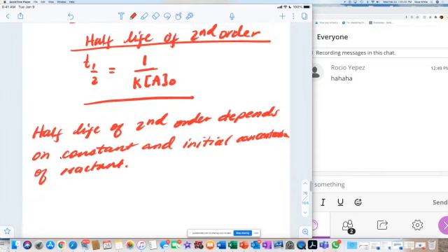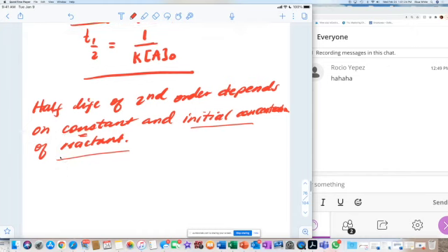They'll rarely ask you about the constant, but most of the time the questions will ask you about the initial concentration of the reactant. So they can ask you, does the half-life of the second order reaction depend on the initial concentration of the reactant? Of course, your answer is yes. I'm about to say duh. You can't say duh. Yeah, the answer choice will be yes.